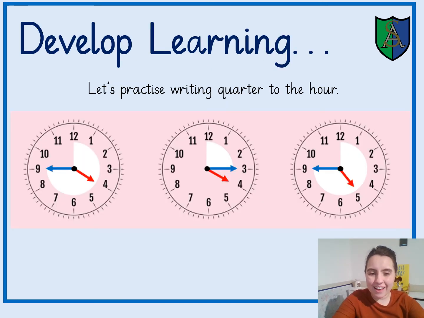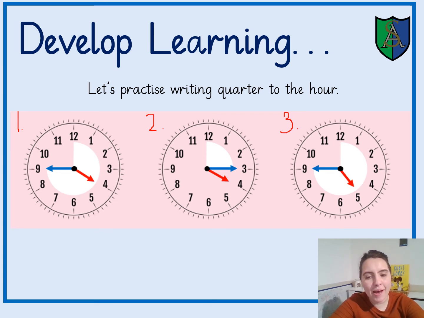Okay, children, let's have a practice at writing quarter to the hour. So here you can see that we've got 3 clocks. We've got our first clock, let me just write that, 1, 2, and 3, okay? Now, first of all, let's just have a look at the first one. So we can see that the minute hand is 3/4 of the way around the clock. And we can see that it is pointing at 9, okay? So that means that it is quarter to the hour, doesn't it?